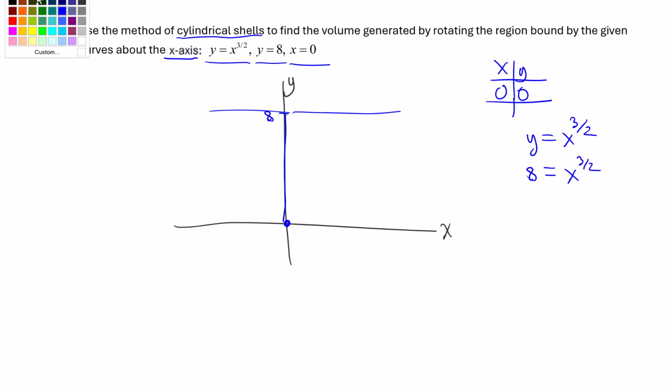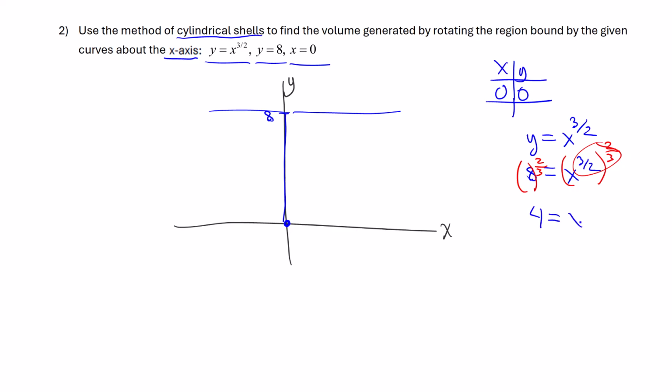If I do some basic algebra on this, such as raising both sides to the reciprocal power of 2/3, reciprocal of the given 3/2 power, that is. When you multiply those powers, of course, they cancel, giving you, in this case here, 8 to the 2/3. Well, the denominator is the root, so cube root of 8 is 2. 2 squared is 4. So this means 4 equals x.